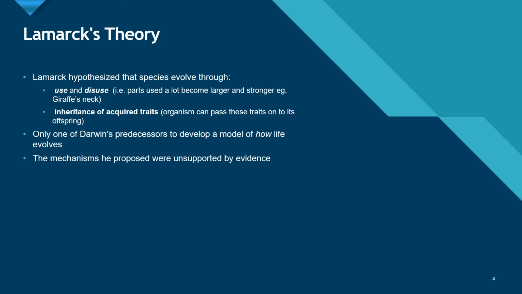The second one is the inheritance of acquired traits. Organisms can pass these traits on to their offspring. If the organism finds those traits useful, they're going to pass them on to the next generation. Lamarck was only one of Darwin's predecessors to develop a model of how life evolves, and the mechanisms he proposed were unsupported by evidence. He didn't really have that much evidence; it was just his beliefs.